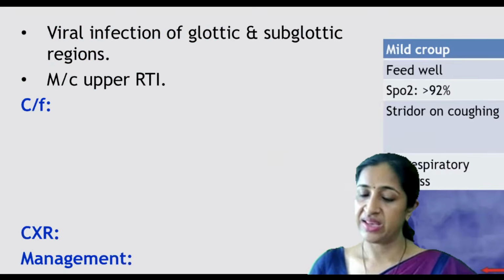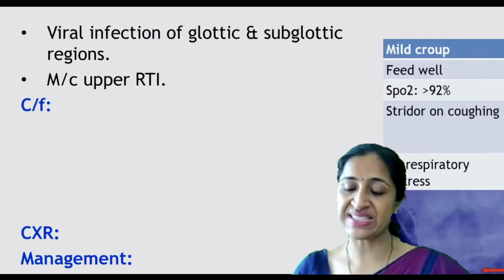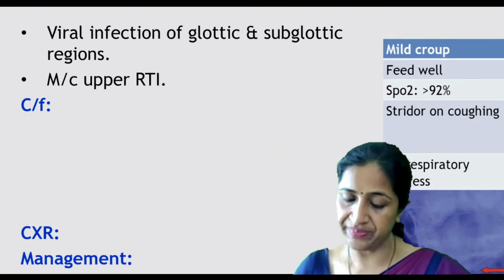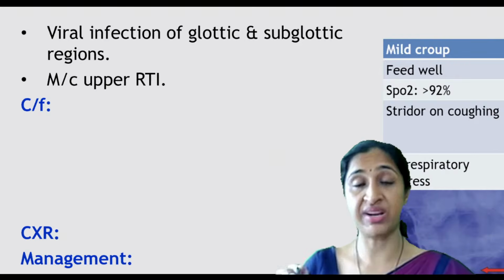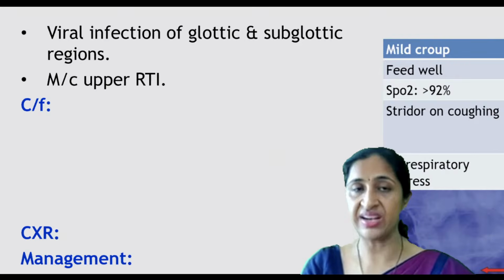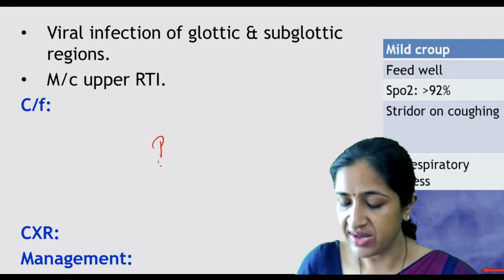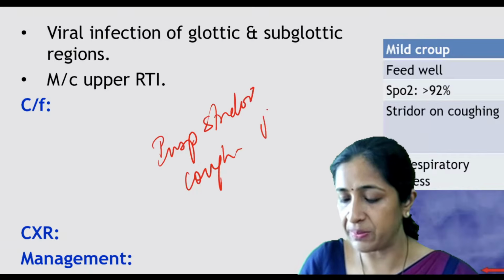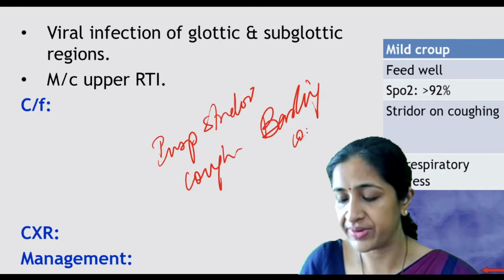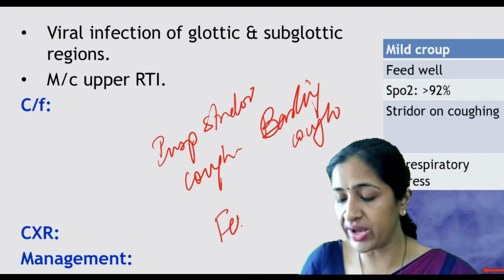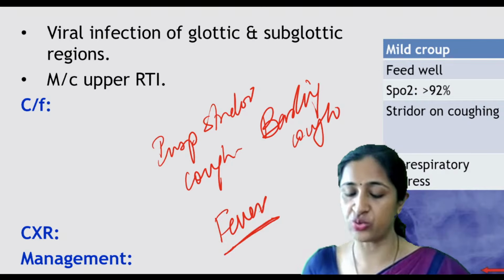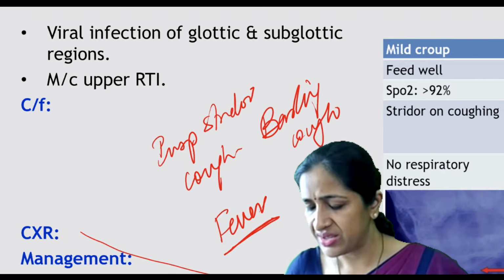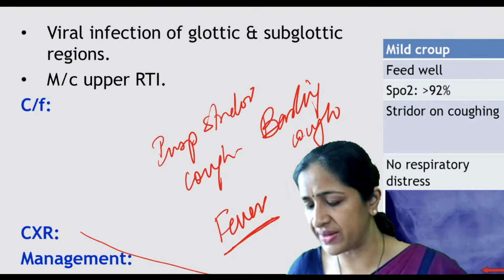Okay. Then laryngotracheobronchitis is what I was discussing. This is a viral infection of the glottic and subglottic regions. It is the most common respiratory tract infection in childhood. Okay. Clinical features I just discussed. There is inspiratory stridor, cough, which is typically called barking cough or brassy cough, and low grade fever. This worsens over a span of 2 to 3 days. Chest x-ray, you won't see any major change, just that mild narrowing called steeple sign.